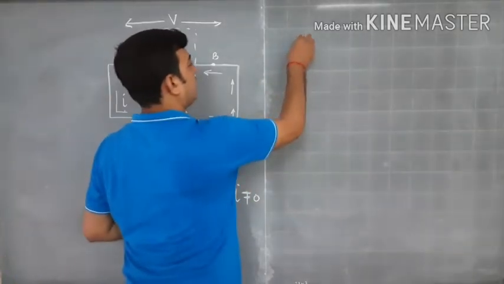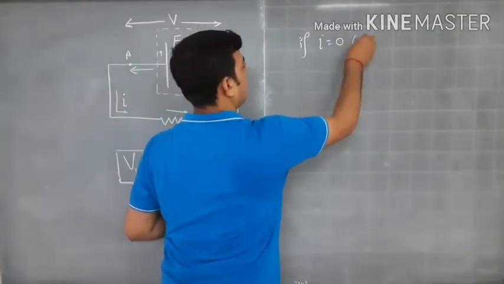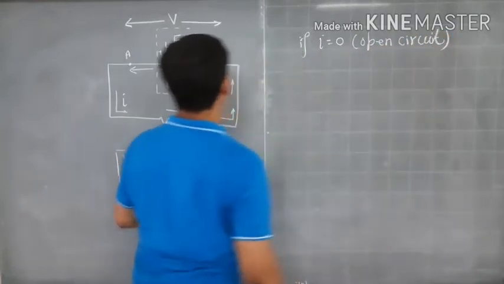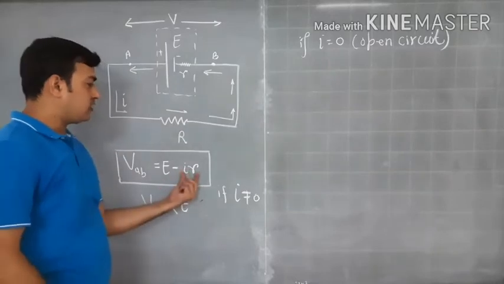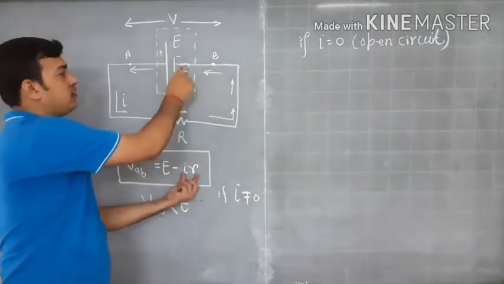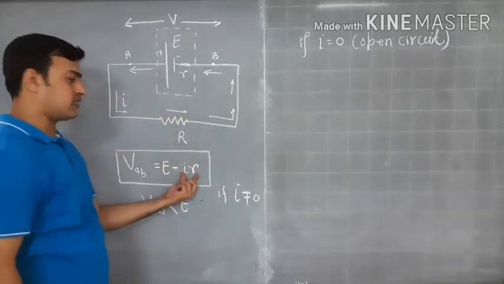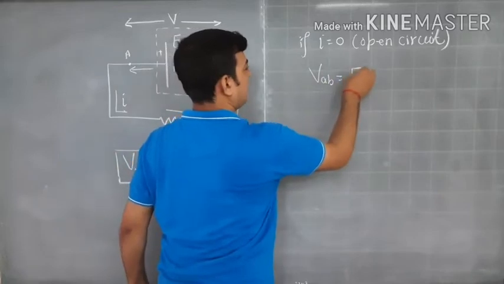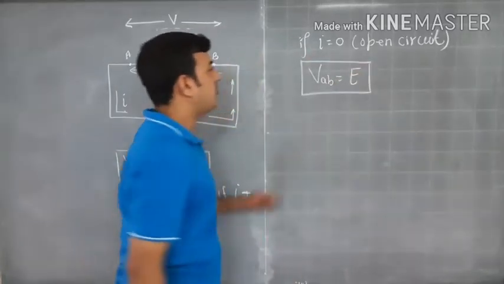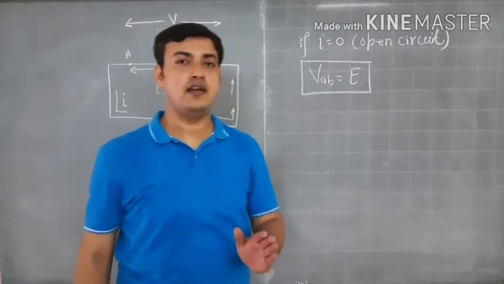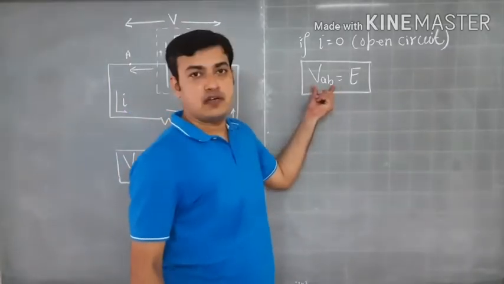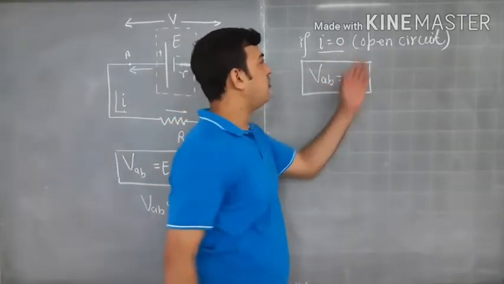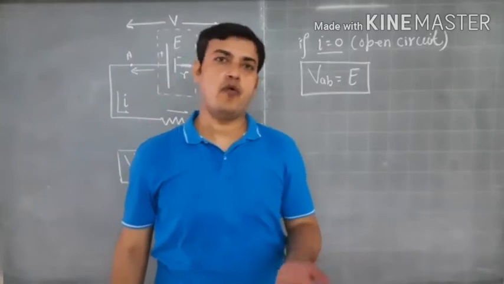But what if the current is 0? It means it is an open circuit. So if it is an open circuit, meaning current is 0, then there will be no drop inside the cell due to the internal resistance, and in that case the terminal potential difference will be equal to the EMF of the cell. So this is the condition under which the terminal potential difference is the same as the EMF of the cell, and that happens when current is 0, or you can say it is a case of open circuit.